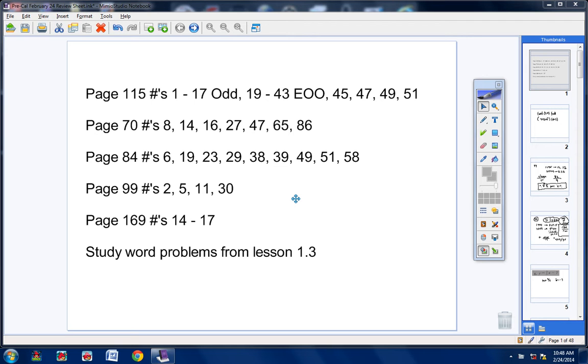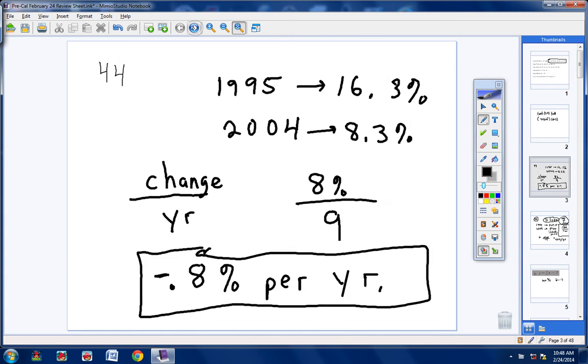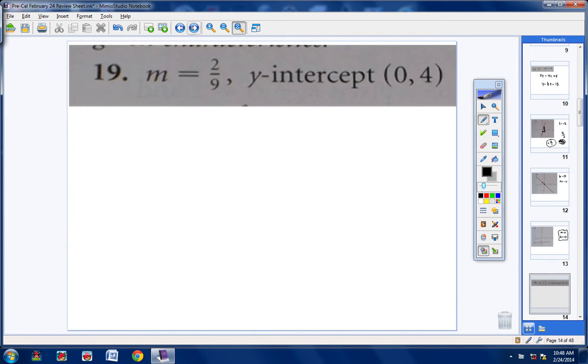Excuse me, Caleb and Matthew, we've done everything but these right here, 19 through 43 odd, or every other odd, then 45, 47, 49, and 51. So let's go ahead and jump ahead to number 19. Okay, the directions for 19 through 35, the every other odd, is write the linear equation.